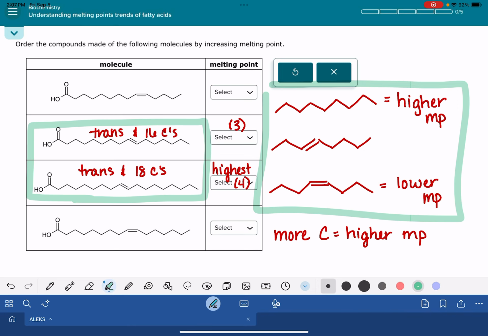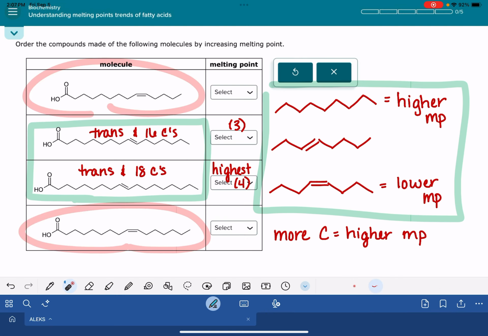Now of the other 2, this one and this one, they both have the cis double bonds, which means that they are on the lower end of things. And to differentiate between them, again, we're going to count their carbon atoms. 2, 4, 6, 8, 10, 12, 14, 16 versus 2, 4, 6, 8, 10, 12, 14. So this is a cis double bond and 16 carbons. This is a cis double bond and 14 carbons. The cis double bond with the smallest number of carbons is going to be our lowest melting point. The other will be number 2.